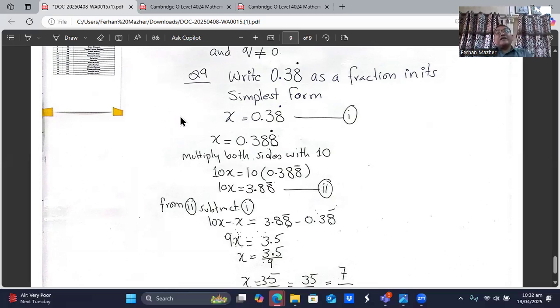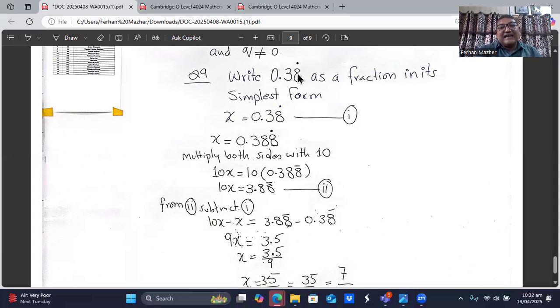Write 0.38, with a dot sign on that 8, as a fraction in its simplest form. Let me say that x is equal to 0.38, and on that 8 we have a dot, or you can say a bar, which means that it will be recurring. Recurring means it is 0.3888888. So x is equal to 0.38 with 8 bar.